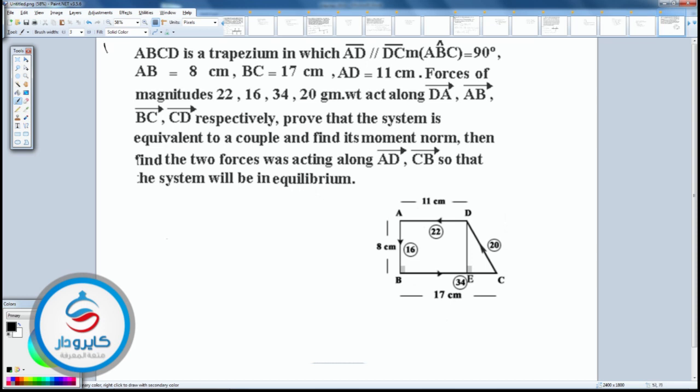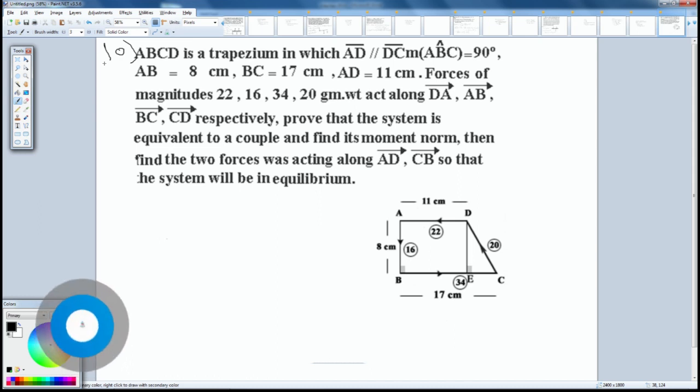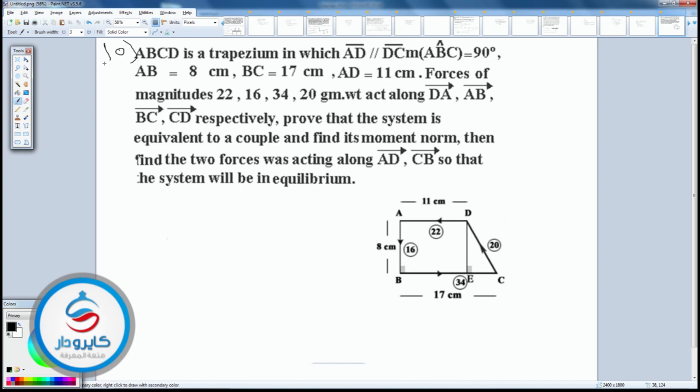Question number 10. ABCD is a trapezium in which line segment AD is parallel to line segment DC. Measure of angle ABC equals 90 degrees, AB equals 8 centimeters, BC equals 17 centimeters, AD equals 11 centimeters. Forces of magnitudes 22, 16, 34, 20 gram weight act along the ray DA and the ray AB and the ray BC and the ray CD respectively. Prove that the system is equivalent to a couple and find its moment norm. Then find the two forces acting along the ray AD and ray CB so that the system will be in equilibrium.